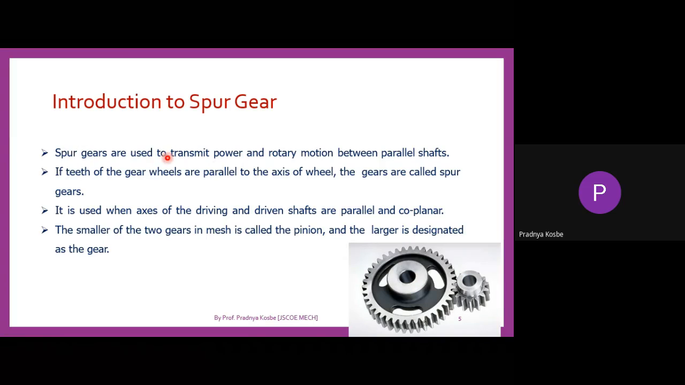So spur gears are used to transmit power and rotary motion between parallel shafts. If the teeth of the gear wheels are parallel to the axis of the wheel, the gears are called spur gears. They are used when the axes of the driving and driven shafts are parallel and coplanar.